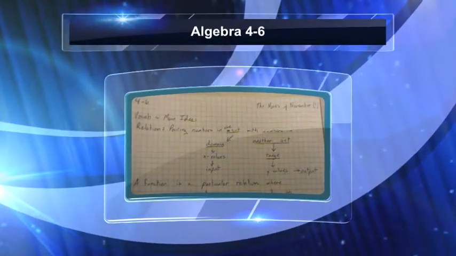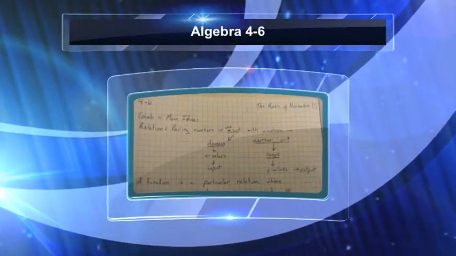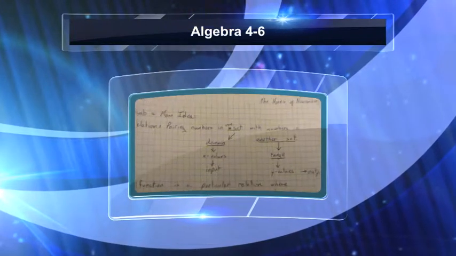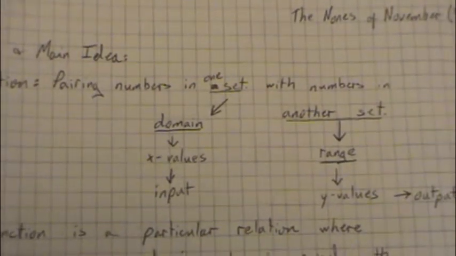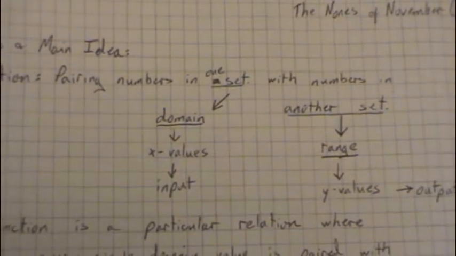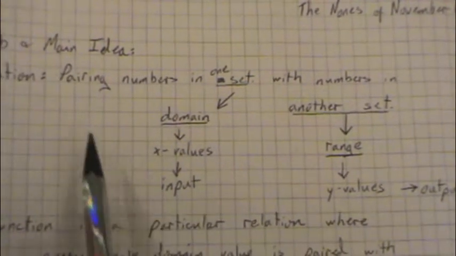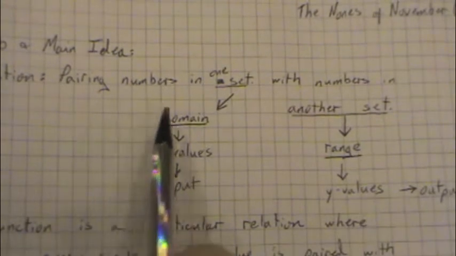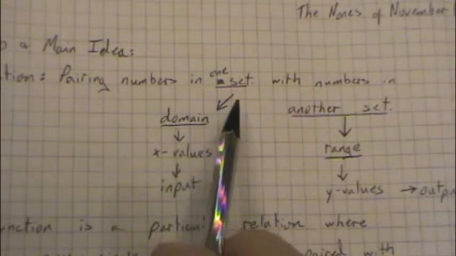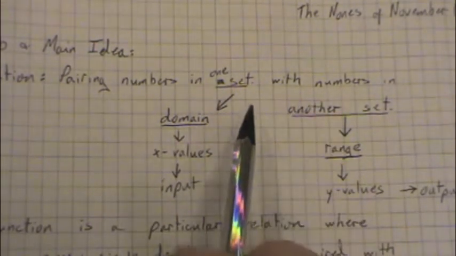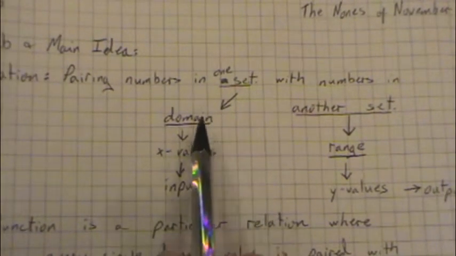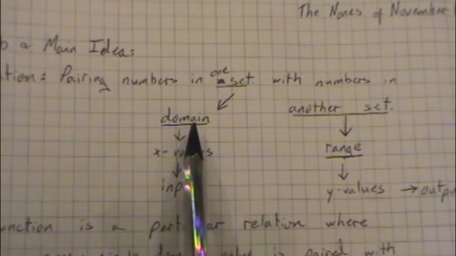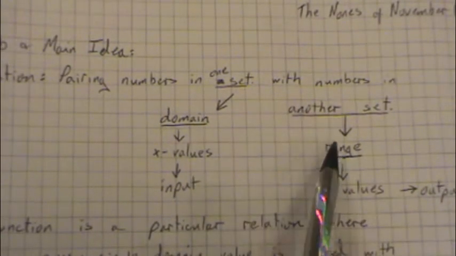Lesson 4-6. Let's start with one of the vocabulary words and kind of the main idea. They give you the word relation. And in this case, relation means pairing numbers in one particular set with numbers in another set. And then I kind of created like a flow chart. The first set is called the domain. The second set is called the range.